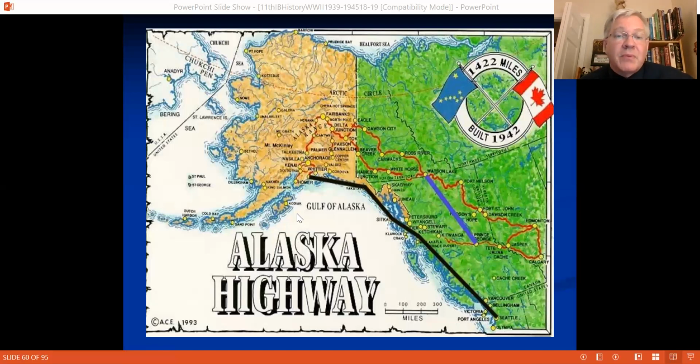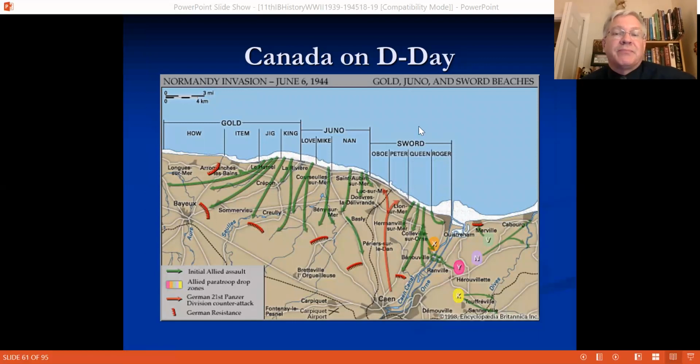I wanted to point out D-Day. Canada was a participant in D-Day, the massive invasion on June 6, 1944, where the Allies were able to open up a Western front to put a lot of pressure on the Germans. This was in Normandy in northern France, a massive effort coordinated by the British, Canadian, and American forces under the leadership of General Dwight D. Eisenhower. He was the overall commander.